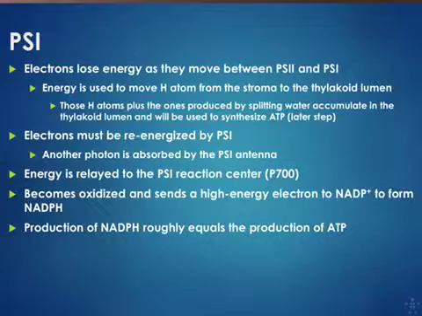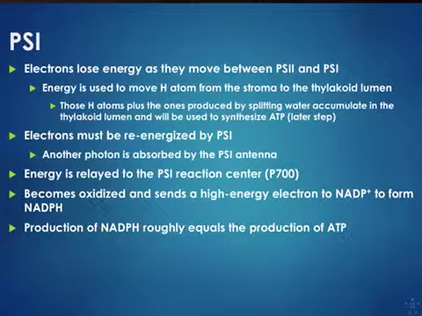So, as that electron moves from PS2 through that electron transport chain all the way to PS1, it starts to lose energy. That energy is used or lost to the movement of those hydrogen atoms from the stroma to the thylakoid membrane. Those hydrogen atoms, plus the ones produced from splitting the water, accumulate in the thylakoid lumen and will be used for ATP synthase.